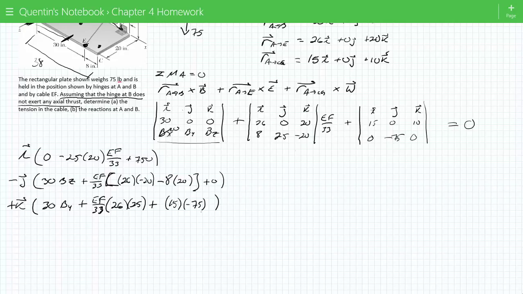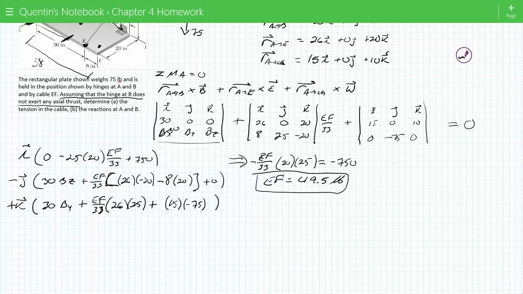So the way I solve these is, the reason I wrote it like this is because this is going to give me an equation. Like I said, the I terms equal to 0, the J terms equal to 0, and the K terms, right? So you're going to have EF over 33 times 20 times 25, so there's a minus sign on there, is equal to minus 750. So therefore, EF is equal to 49.5 pounds. So there is your first answer. That you just figured out your tension in your wire is 49.5.